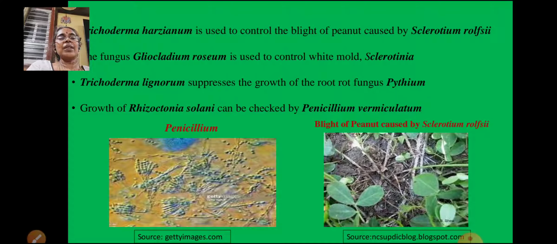So you can see the structure of Penicillium on the left hand side of the figure, and the blight of peanut caused by Sclerotium rolfsii can be seen in the next picture, which is controlled by Trichoderma harzianum.